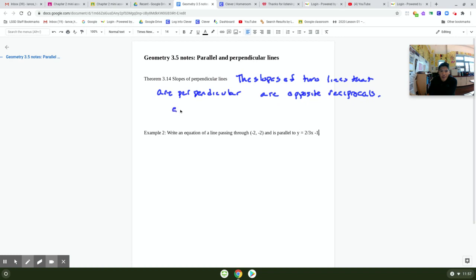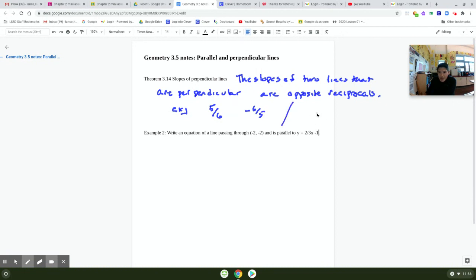So for example, let's just say the slope of one line is 5/6. Then the opposite reciprocal of that, you want to do two things. Okay, you want to take the opposite. So if it's positive, make it negative. If it's negative, make it positive. And then the reciprocal is switching or flipping the numerator and denominator. So the opposite reciprocal of 5/6 is -6/5.